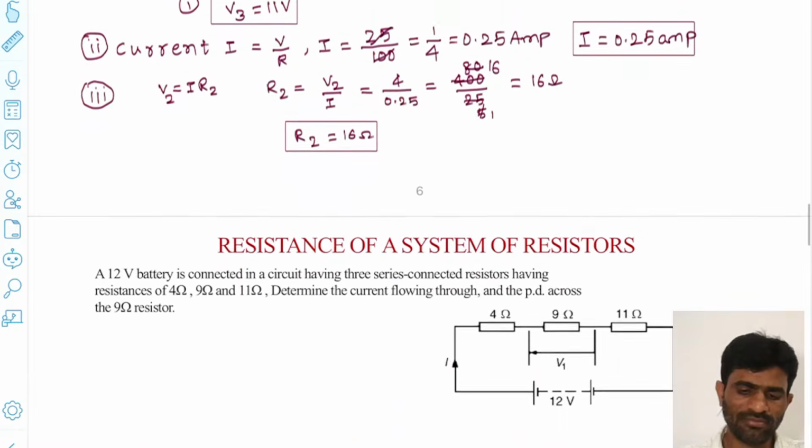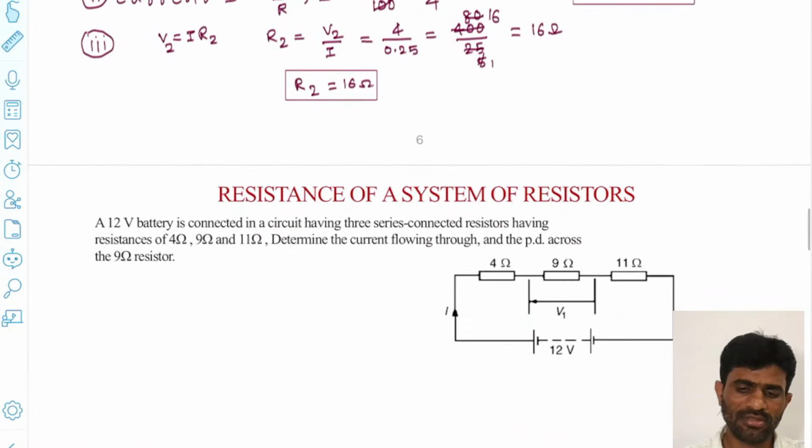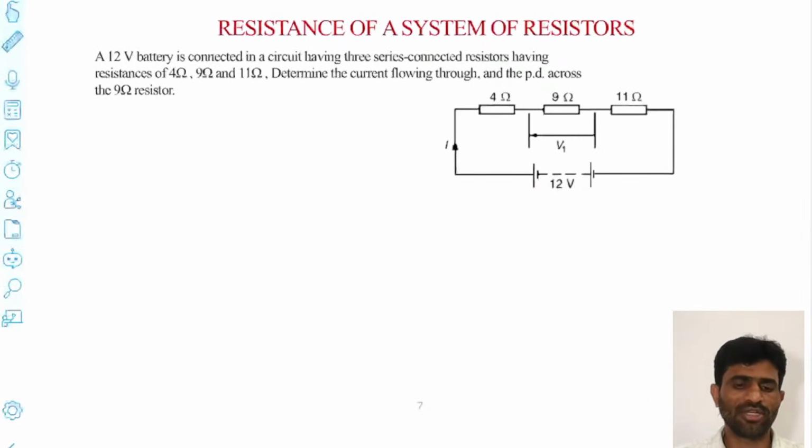Now the next question. See, this is our next question. Here it's given that a 12-volt battery is connected in a circuit having three resistors connected in series, having resistances 4 ohms, 9 ohms, 11 ohms. Determine the current flowing through and the potential difference across 9 ohms. So we have to find the current through 9 ohms and the potential difference across 9 ohms.